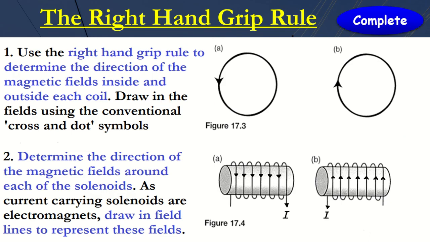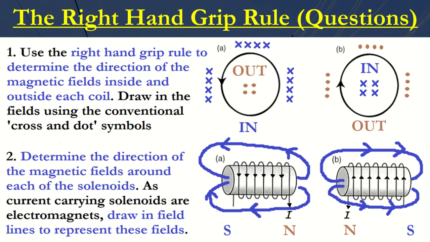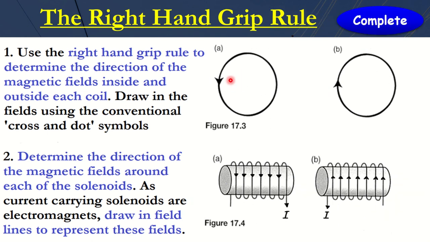Last one, I think this is. The question is, what is the right hand grip rule? Now, trying to use these two movements, try and work out which direction the magnetic field is going for both of these. So let's have a look.